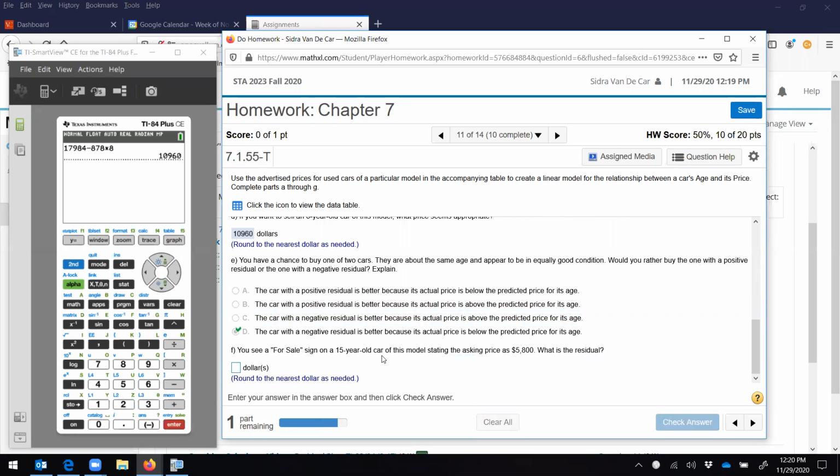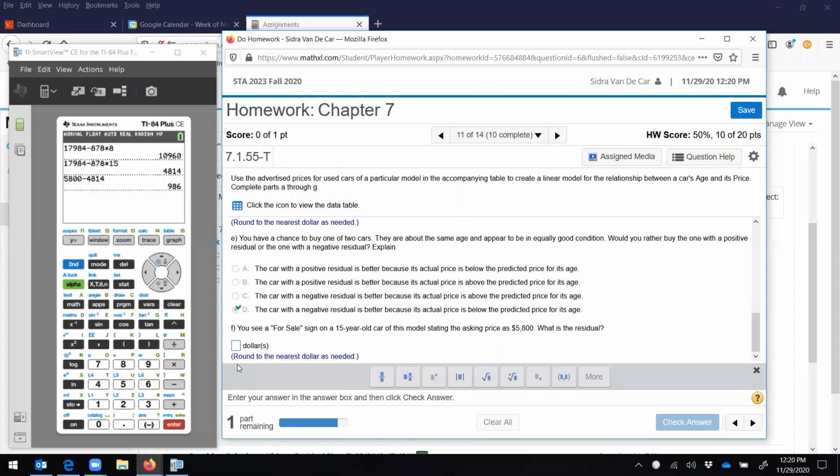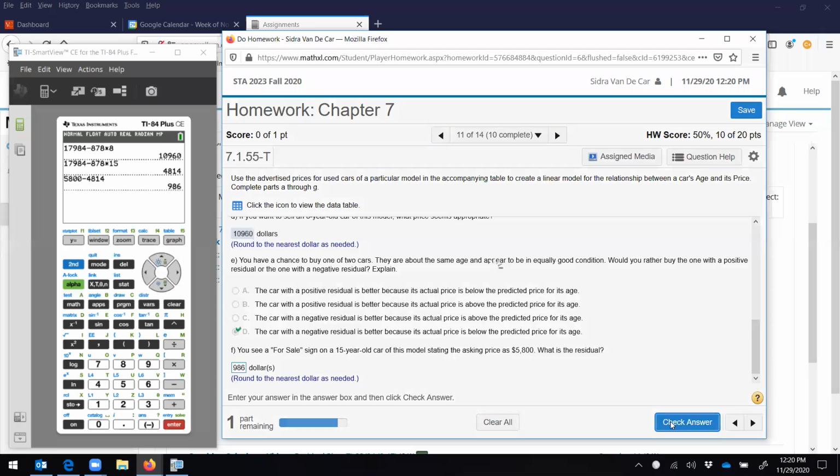You see a for sale sign on a 15-year-old car of this model stating the asking price is $5,800. What is the residual? All right, so we want to do the same thing, but 15. So we want to do 5,800 minus 4,814. 986. So they're asking almost $1,000 too much for the car, above the prediction.